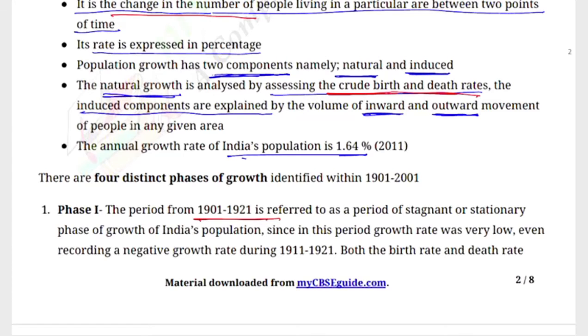because there is the inward movement of people, and in the rural areas the number of people will decrease, because there is the outward movement of the people. So these are the two components of the population growth, that one is the natural and another is the induced. But in this chapter, in class 12th, we will be discussing only the natural factor or the natural growth of India's population.